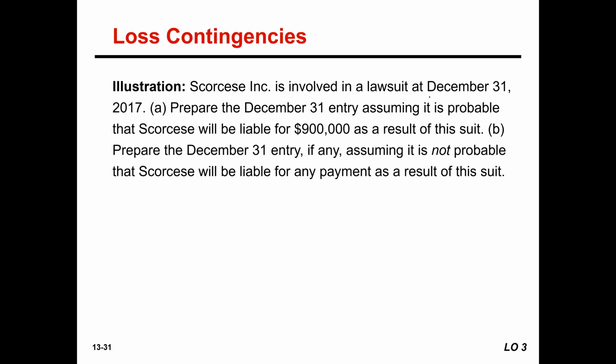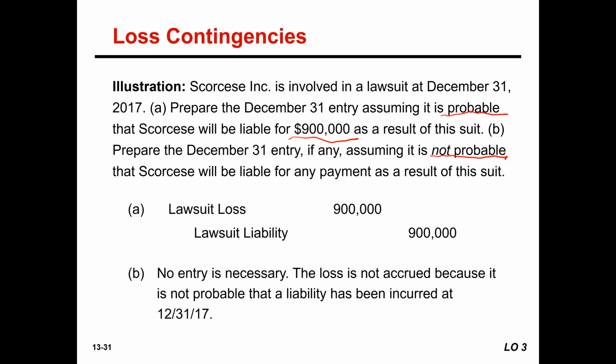So in the first one, letter A, it's probable and we know the amount. So it's reasonably estimatable. We're going to record it, right? In the second one, it's not probable. So we're not going to have an entry on that one. So an example of those for letter A, when it's probable and reasonably estimatable, then we would debit lawsuit loss, credit lawsuit liability. B, again, because it's not probable, there'd be no entry necessary.